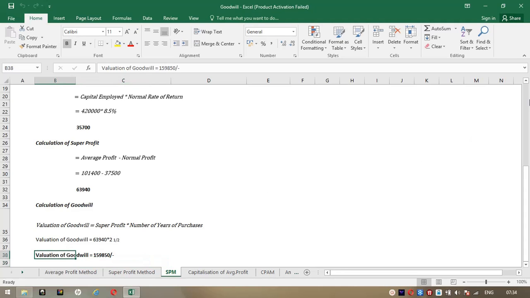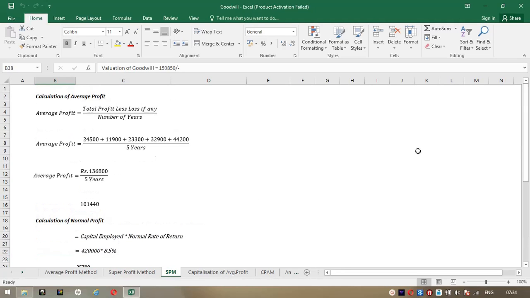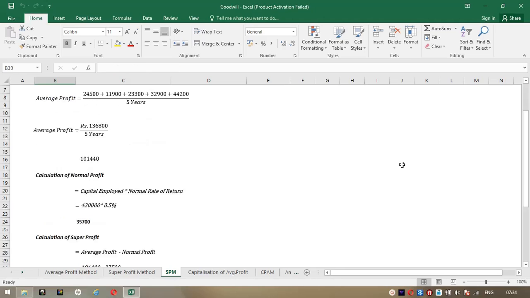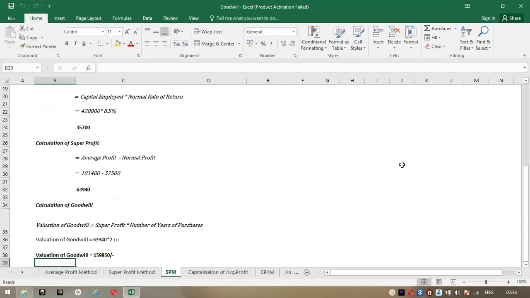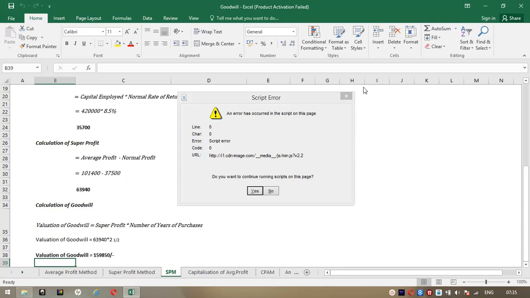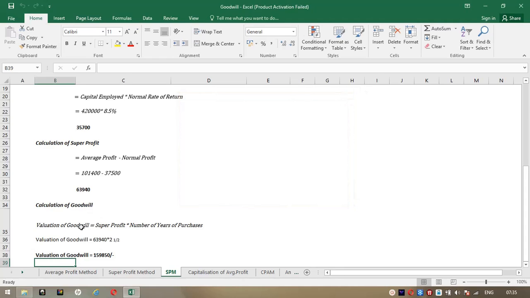So friends, with the help of these three formulas, we are able to calculate the goodwill using the super profit method. First of all, we have to calculate average profit, then the normal profit and then super profit. These are the three steps which have to be carried out first in case of calculation of goodwill with the help of the super profit method. And then at the end, apply the formula of goodwill. Valuation of goodwill is equal to super profit into number of years of purchase.